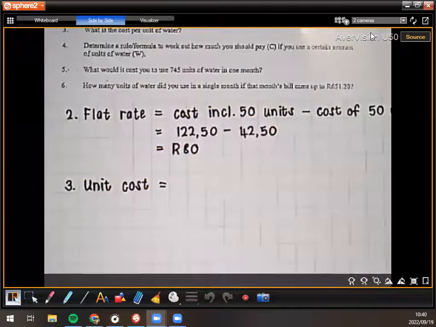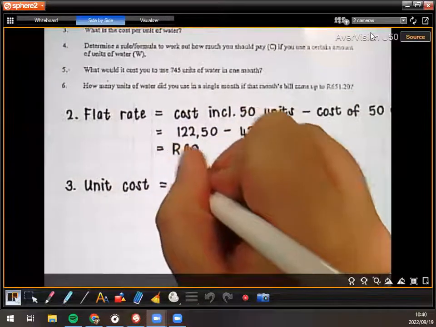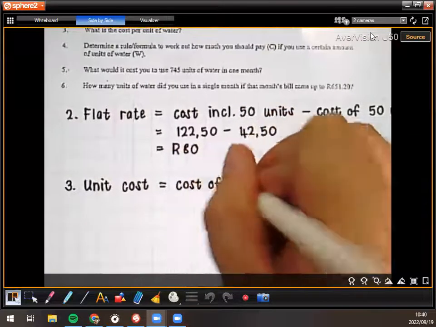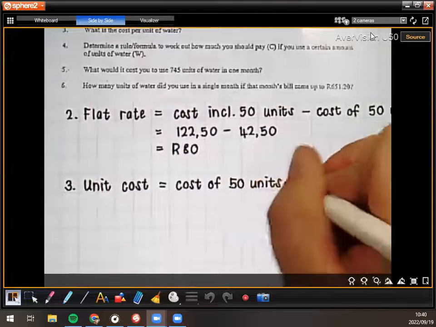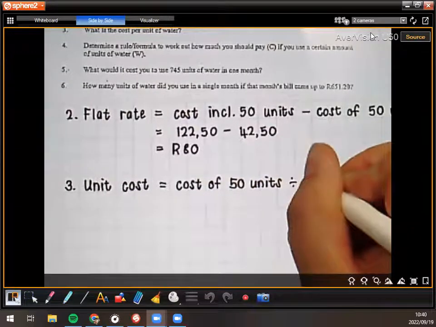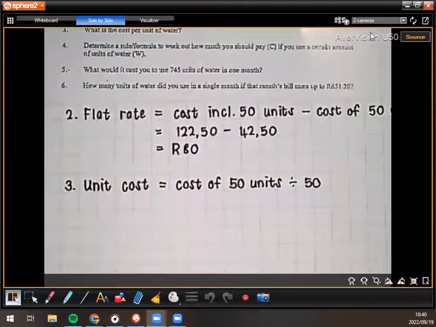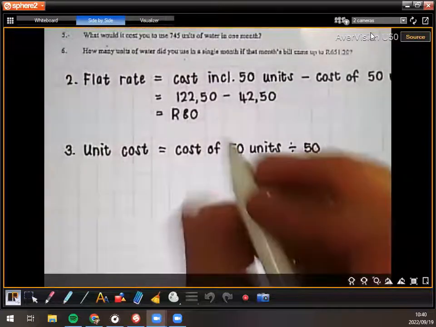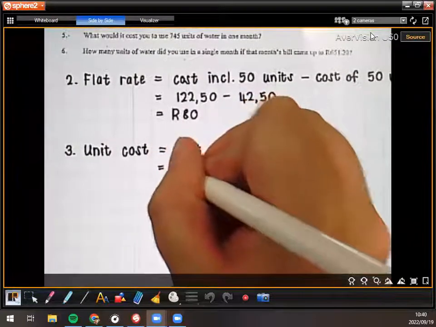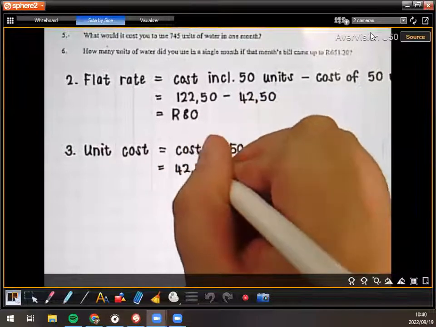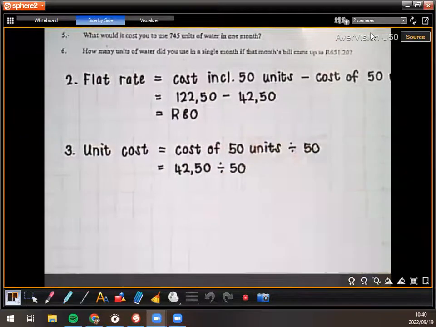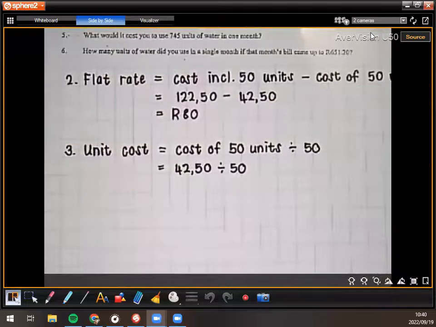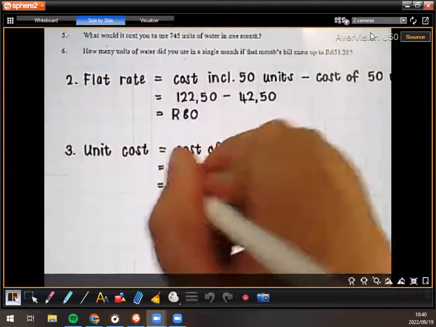is going to be the cost of 50 units divided by how many units that would get us? 50. So it was 42 Rand 50. That was what we had to pay for 50 units. And then we divide that by 50. Let me see what this is. Okay, it looks like 85 cents.